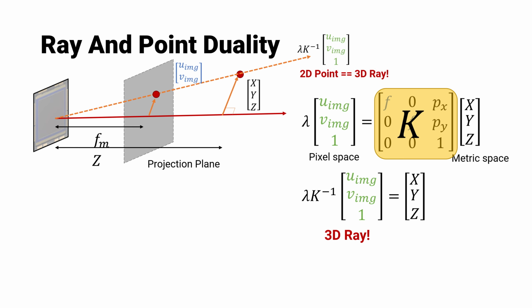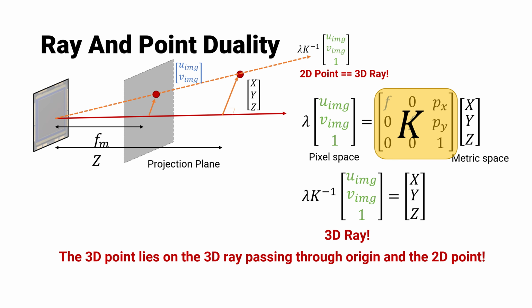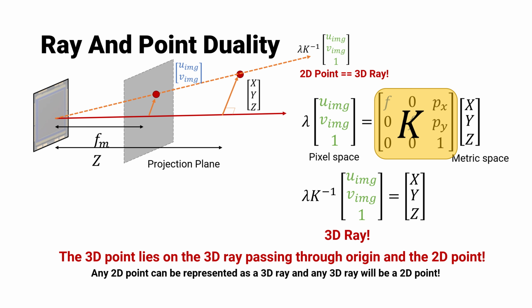Beautiful. And that's just to recap, the 2D point is equal to the 3D ray. The 3D point lies on the 3D ray passing through the origin and the 2D point. In this particular case, the origin is the center of the imaging sensor. Remember that. In other words, any 2D point can be represented as a 3D ray, and any 3D ray will become a 2D point.